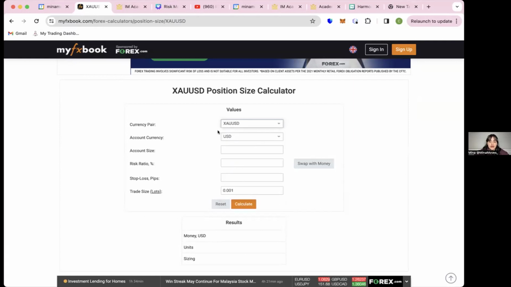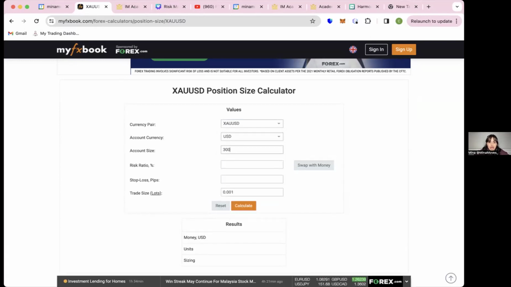We'd type in the currency pair, XAU, USD, account currency, USD, account size. Let's say $300. Risk ratio. What's our risk ratio? Can somebody drop it in the chat? I completely forgot. What's our risk ratio? 1%. That's what we're risking. What is our stop loss in pips? 17.